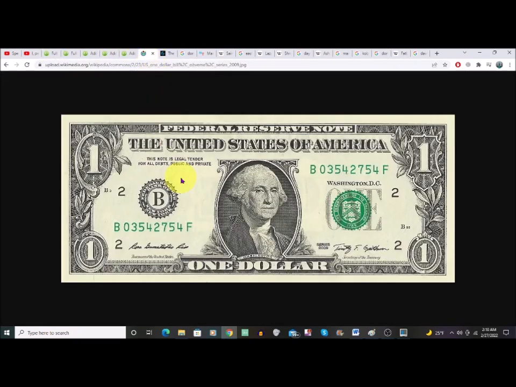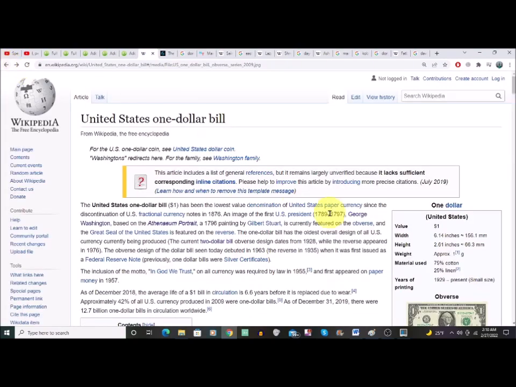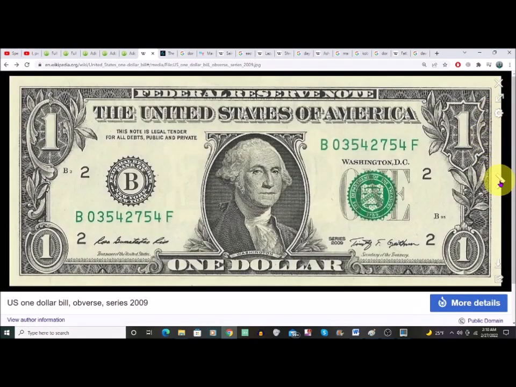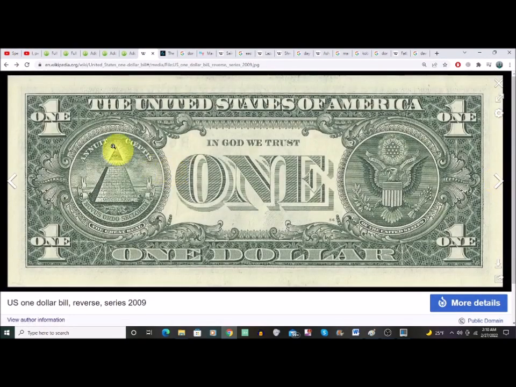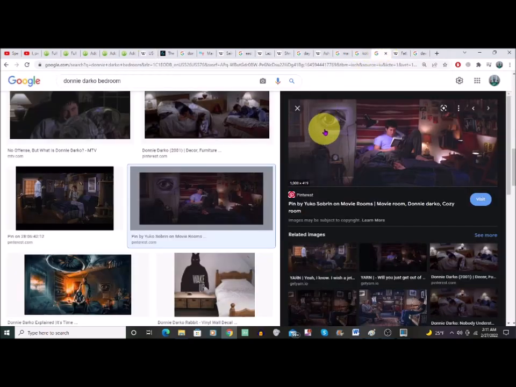Let me see if I can click backwards and forwards, right? Click this up. Hang on. Oh, what in the devil? Back. Here we go. So on the other side of the dollar bill, look, there's the eye. This is Donnie Darko sitting in bed right here. Hang on. Let's go back to Donnie Darko. So there's the eye on the one side. This would be the pyramid. What have we got on the other side of the one? The Washington right here, Donnie Darko.